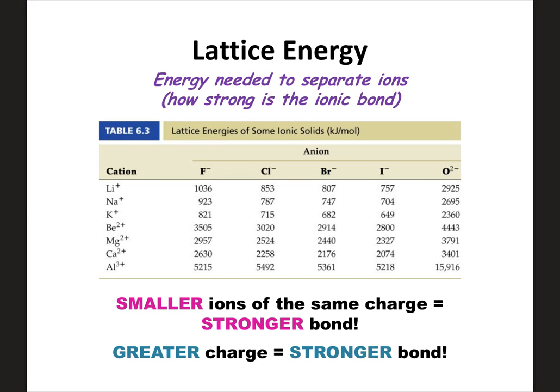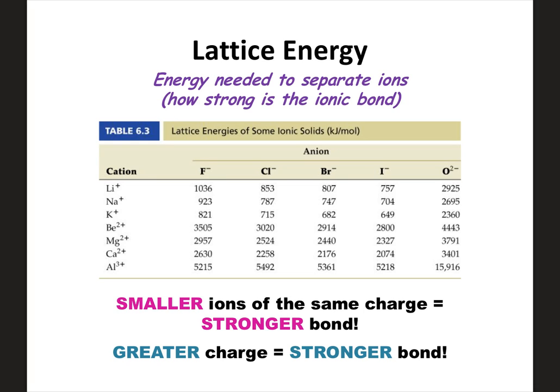This chart can actually be very useful because you can look at it and see these ideas of the smaller ions having the stronger bond and the greater charge having the stronger bond. For example, if you just look at the first one, lithium plus and fluorine minus, you can see the lattice energy associated when lithium and fluorine come together to form lithium fluoride. It's a little over 1,000.